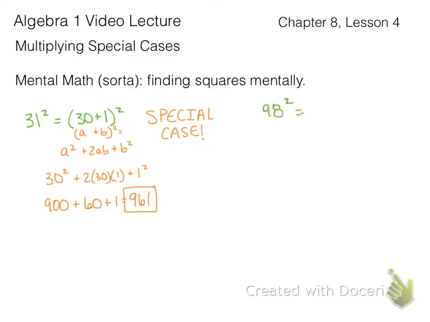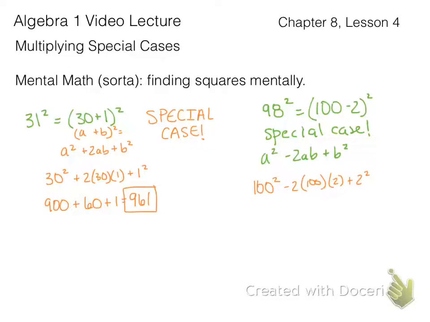All right, next up, 98 squared. Well, 98 is really close to 100, especially if I minus 2. So this is going to be 100 minus 2. Guess what, guys? Still a special case. So this one's going to be a squared minus 2ab plus b squared. Ta-da! So 100 squared is 10,000, by the way. 2 times 100 times 2 is 400. And then 2 squared is 4.